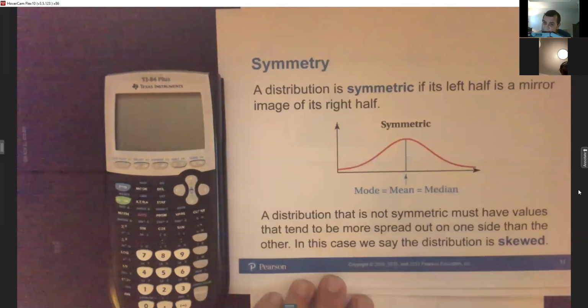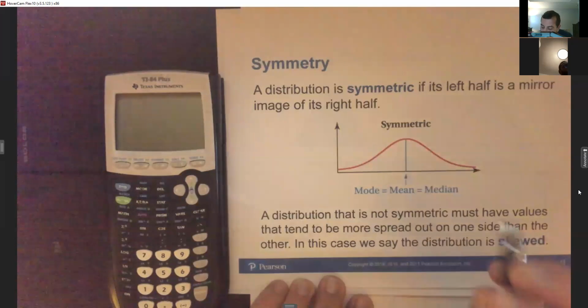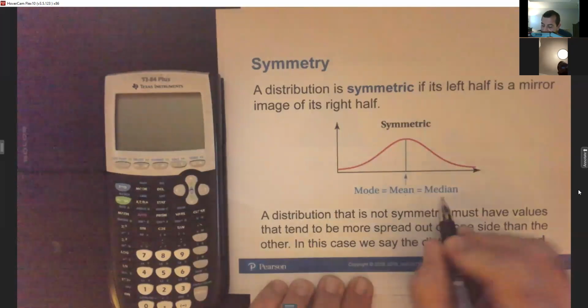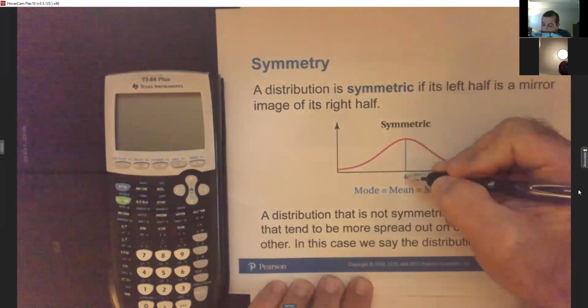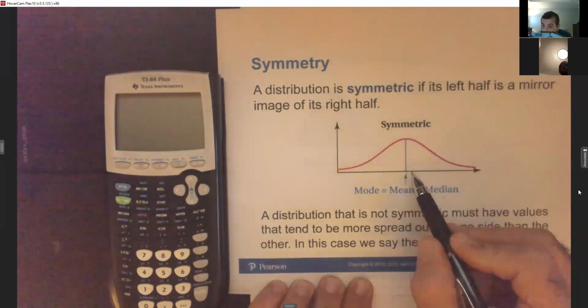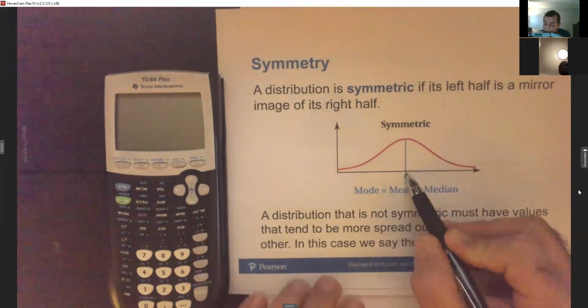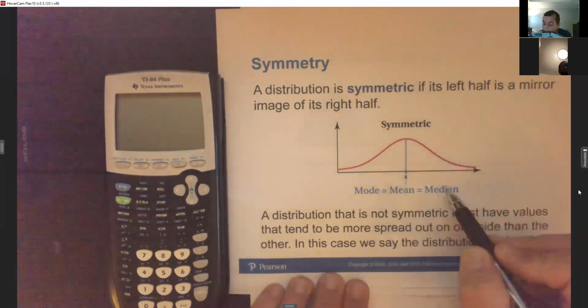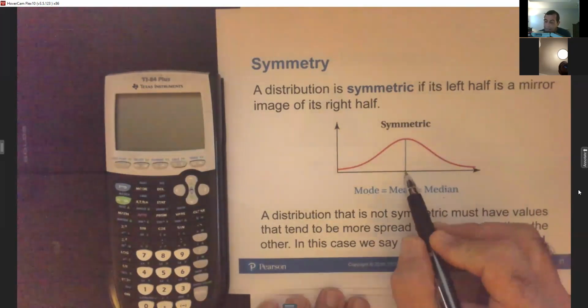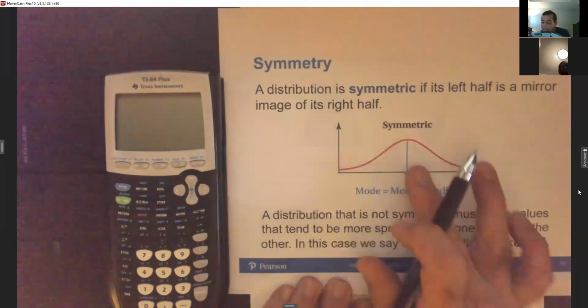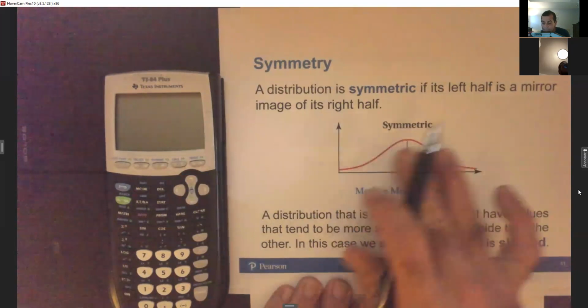Also, to be symmetric, the mode, mean, and median have to be the same. So if my mean was 50, my mode would be 50. That means 50 would happen the most. And my median or my middle number would be 50. Okay? If those are all the same, you'll have a symmetric graph.